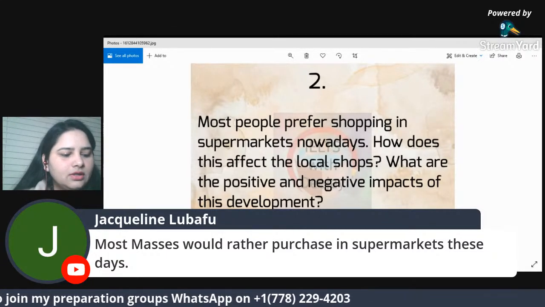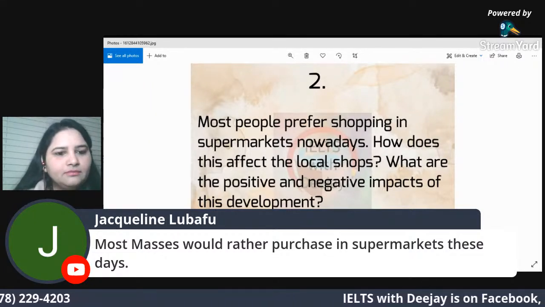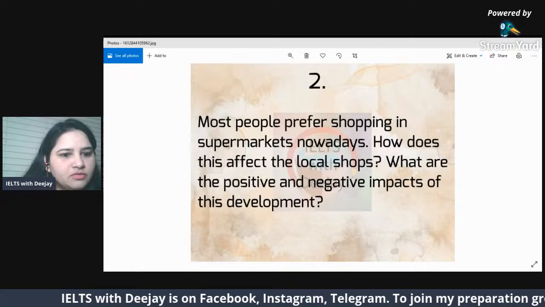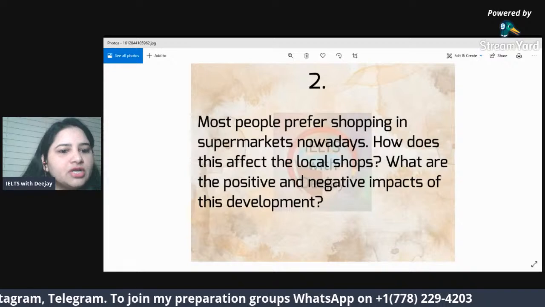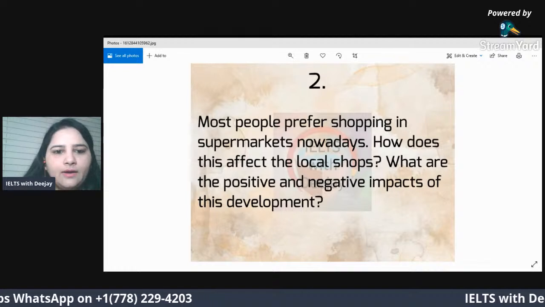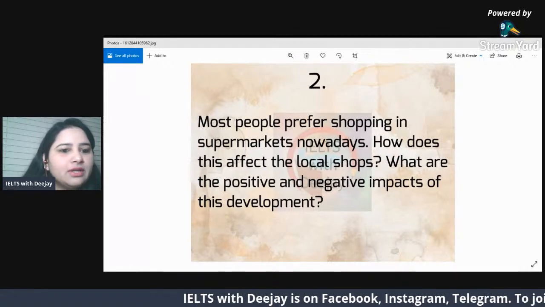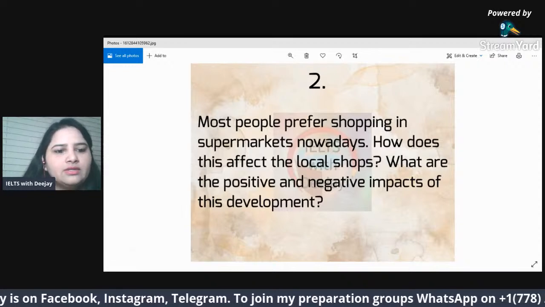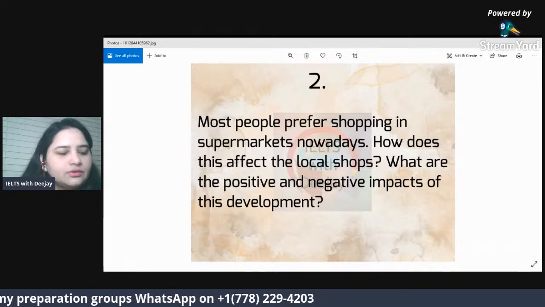You guys are doing it in a very good way, like the meaning is the same and you are trying to add each and every detail. Try not to forget anything. Most people, majority of people, prefer, inclined towards purchasing. For prefer, you can say inclined. Prefer can be used as choose as well, but I would use inclined. A majority of people are inclined towards shopping in the supermarkets nowadays and presently. You can use all those words. Try to change the words.